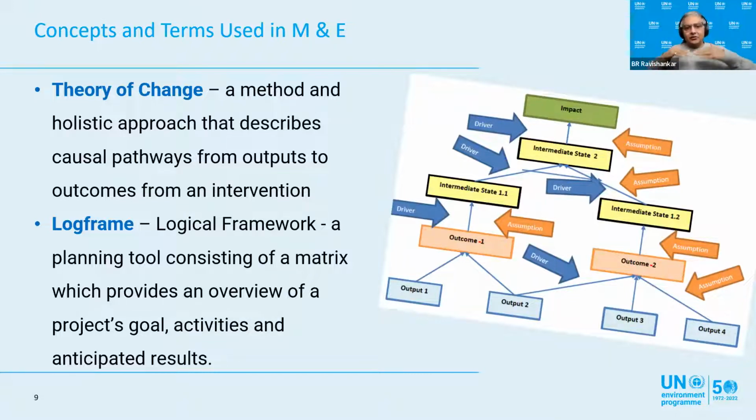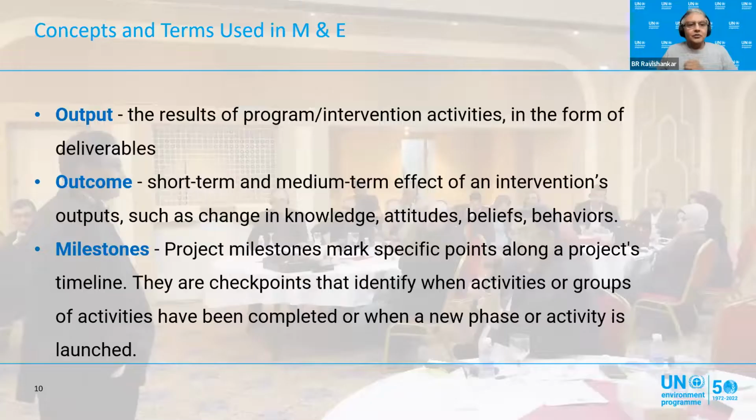The pictorial shown here provides an idea. Basically, you have an intervention or a project, for example, and you have identified several different outputs from that particular project. I'll tell you what an output is in the next slide. Once the output happens, then the resulting outcome comes. So let me go to the next slide first and talk about output and outcome, and then come back. The output is the result of a program or intervention's activities in the form of deliverables. So if you are out there to clean up a contaminated site, the deliverable is the cleaned up site. Outcome is the short-term and medium-term effect of an intervention's outputs, such as change in knowledge, attitudes, beliefs, behaviors, ground conditions, etc.